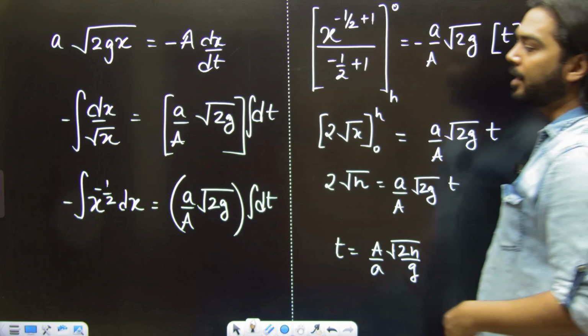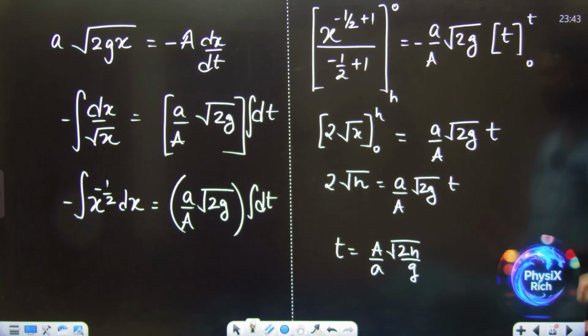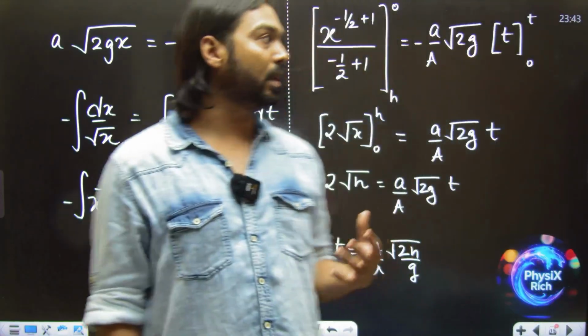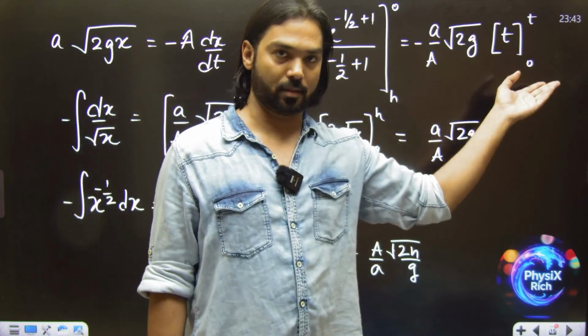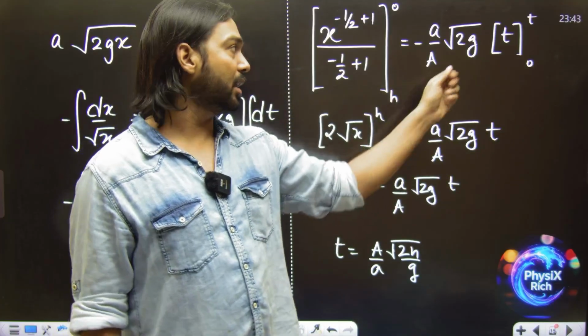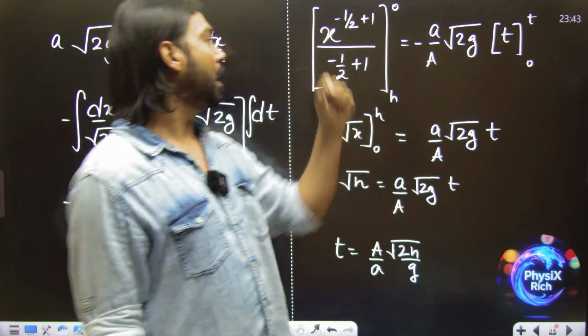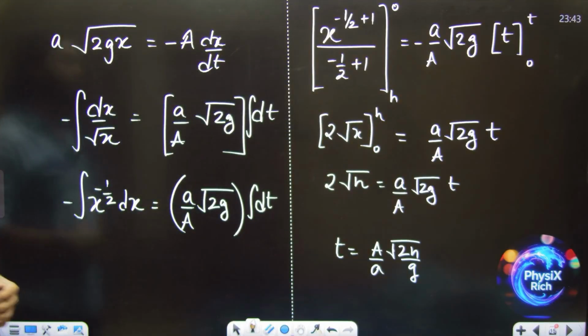Okay. And then the integration of dt, which is nothing but t itself. Then you apply the limits. What are the limits? When time just begins, at t equals 0, the entire height will be h. And then after t amount of time, when the whole thing has been flown out, the height will be 0. When you put the values of the limits accordingly, you get the entire value of time. Okay, as you can see, capital A upon small a, root 2h by g. That is our answer. A very nice looking answer.